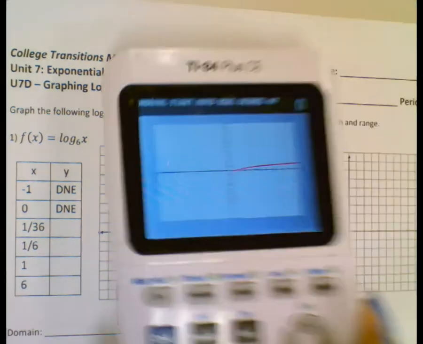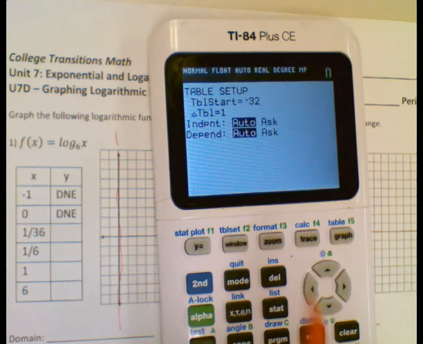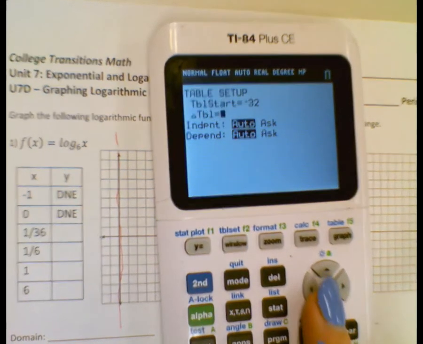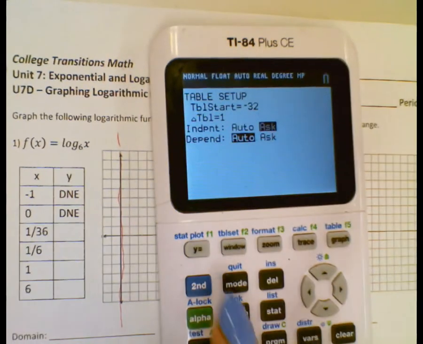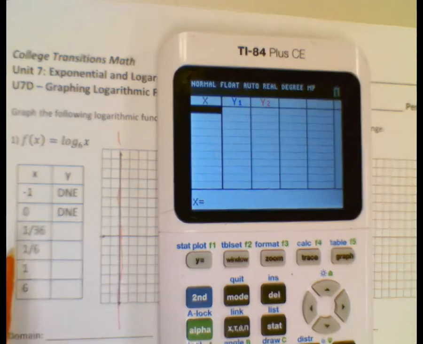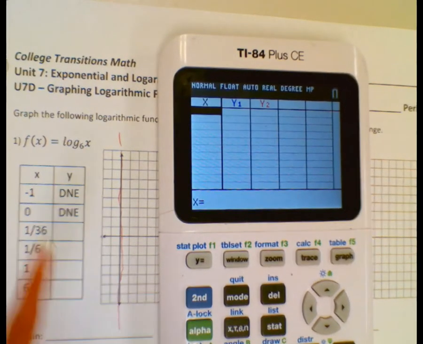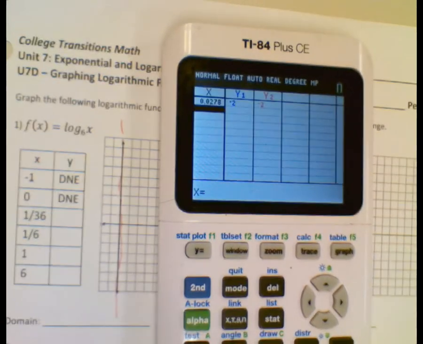But when you want to punch this, we're going to press second window. Now, where it says independent, we're going to go down here to ask. See where it says ask, and then we're going to press second graph. Now we can ask it. I only use the ask button if I have fractions that I have to find. So it's 1 divided by 36, and that's -2.